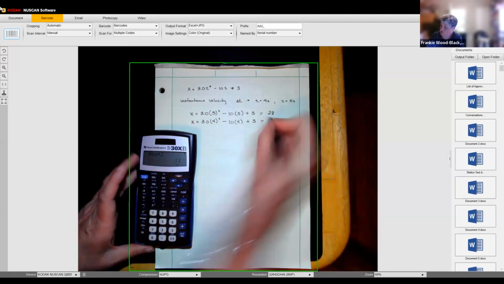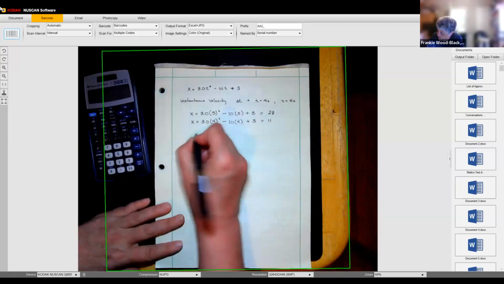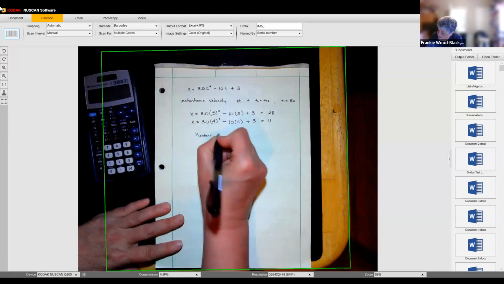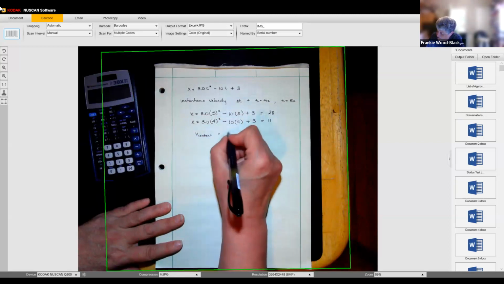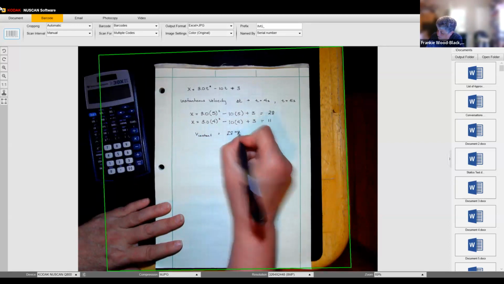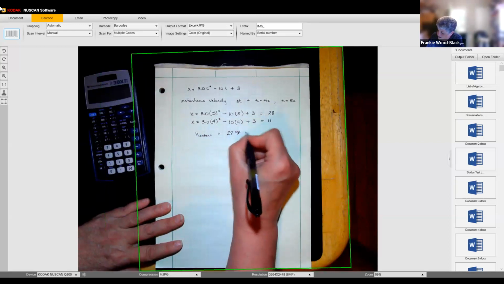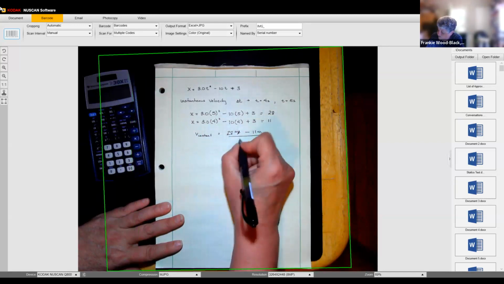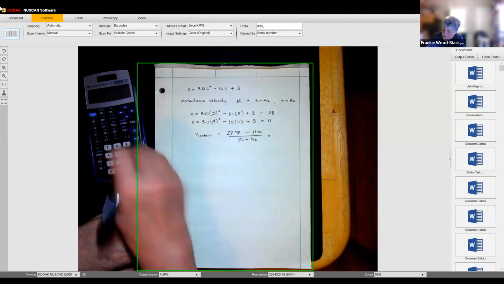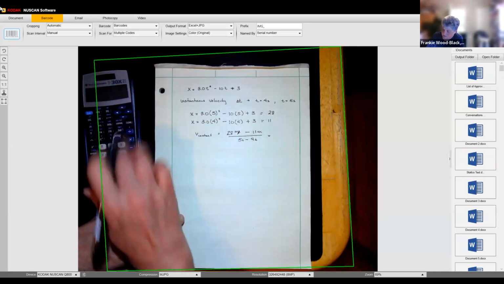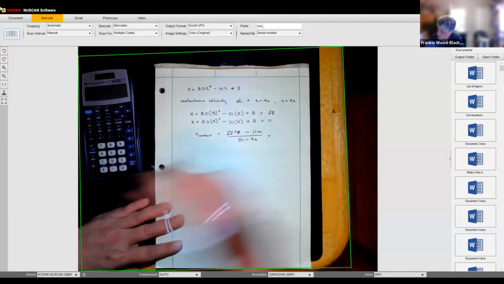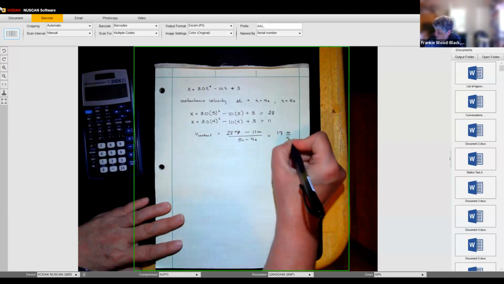So my instantaneous velocity is going to be my final position of 28 meters minus 11 meters divided by 5 seconds minus 4 seconds, which gives me 17 meters per second.